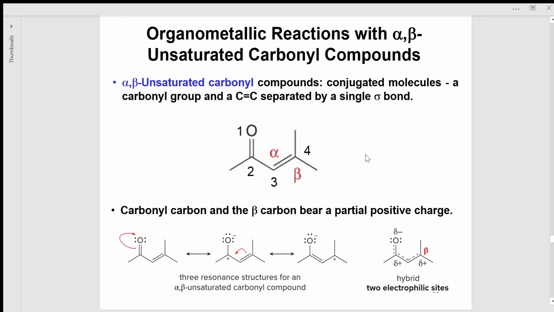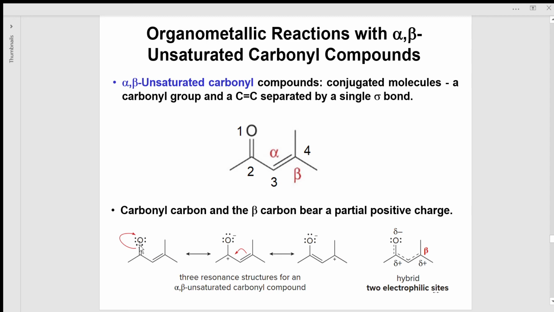Well, let's analyze the structure of this special carbonyl compound. First, the oxygen, a very strongly electronegative atom, is going to pull the electrons towards itself, or form a resonance structure.